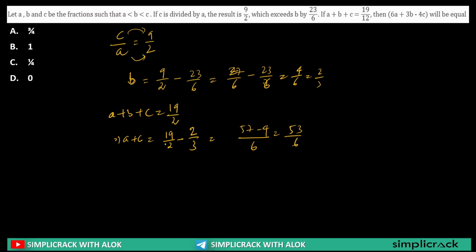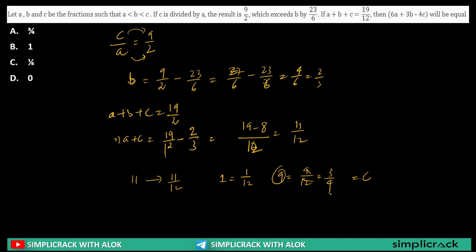It is 19 by 12. Oh, my bad. So 19 by 12, 4, 8. So it is 19 minus 8, okay, so it is 11 by 12. A plus c is equal to 11 by 12. But we know a and c is equal to 11 units. So 11 units is equal to 11 by 12. 1 unit will be 1 by 12. So 9 units will be 9 by 12, that is 3 by 4. 9 means c. C is equal to 3 by 4.